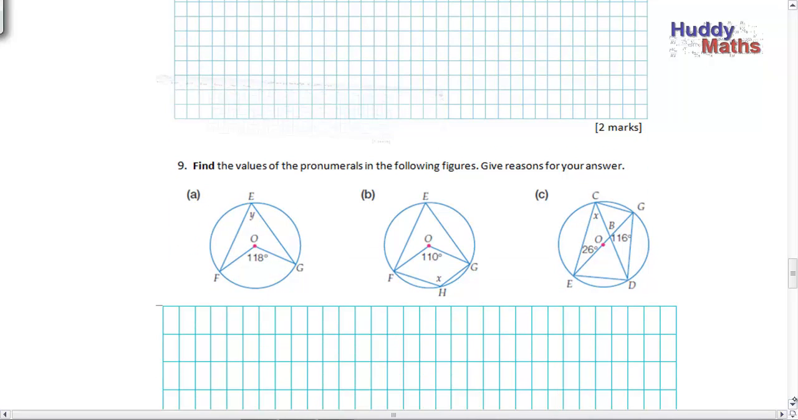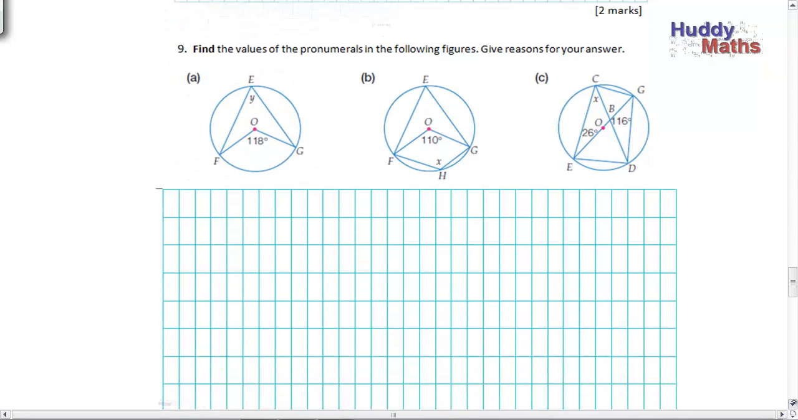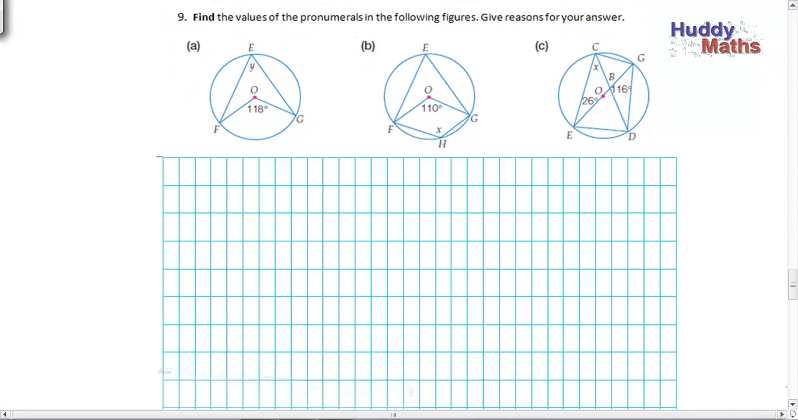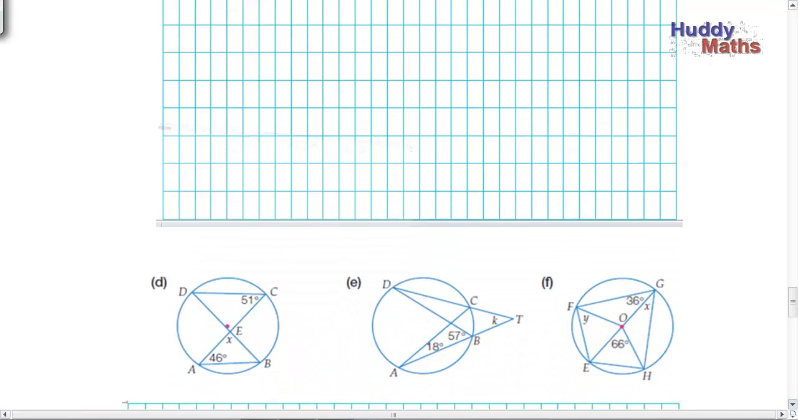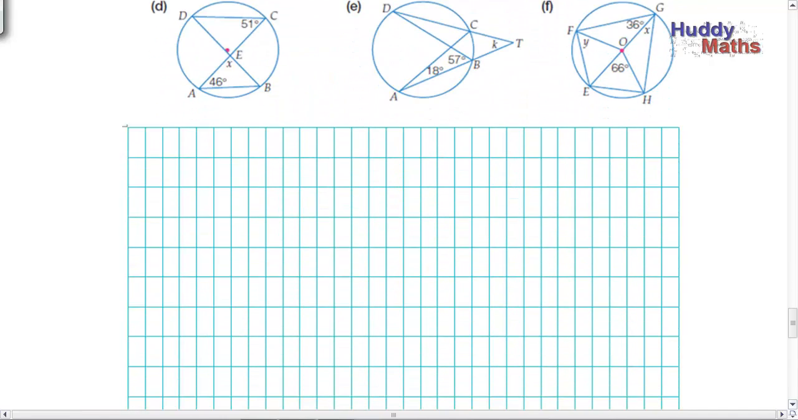Coming down, question 9. Find the values of the pronumerals in the following figures. Give reasons for your answer. So these might involve more than one step. So each time you make a deduction in deductive geometry, you must put a reason. And the other 3 parts of that one. This total question is worth 15 marks, so it's a fair bit of work there.